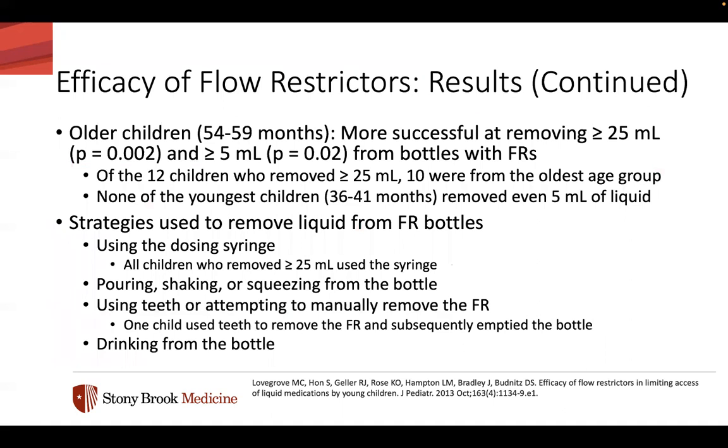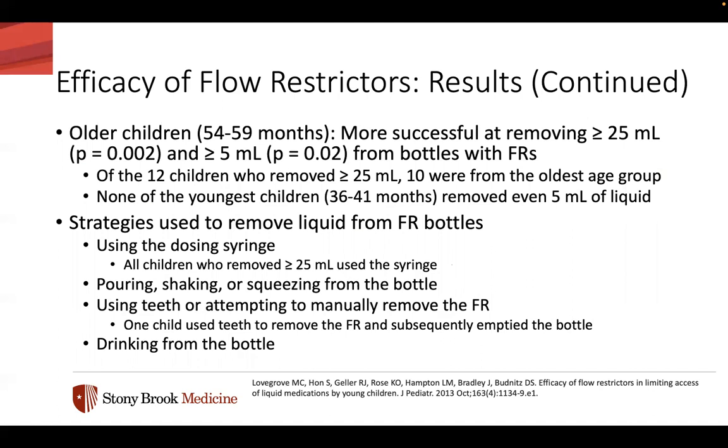Those children that removed more than 25 mLs of liquid from the flow restrictor bottle were mainly older children. There were 12 children that did that, and 10 of them were from the oldest age group, which is 54 to 59 months. And none of the youngest children in the group of 36 to 41 months removed even 5 mLs of liquid from the flow restrictor bottle.